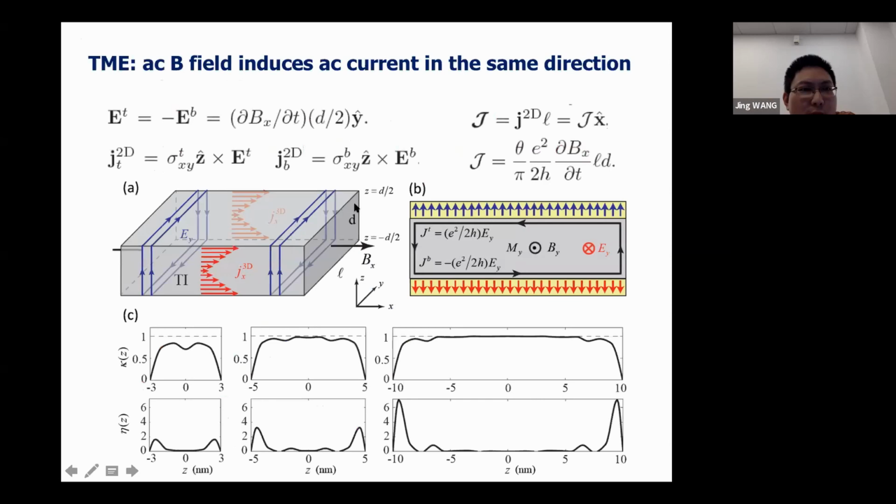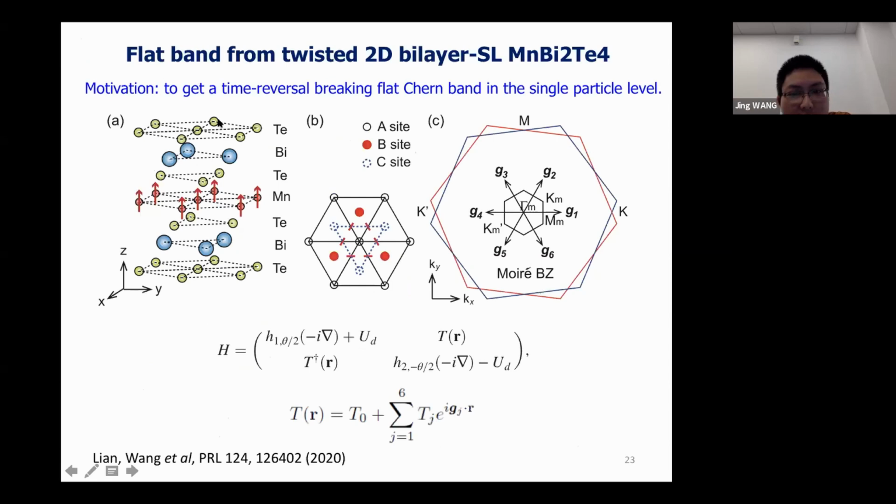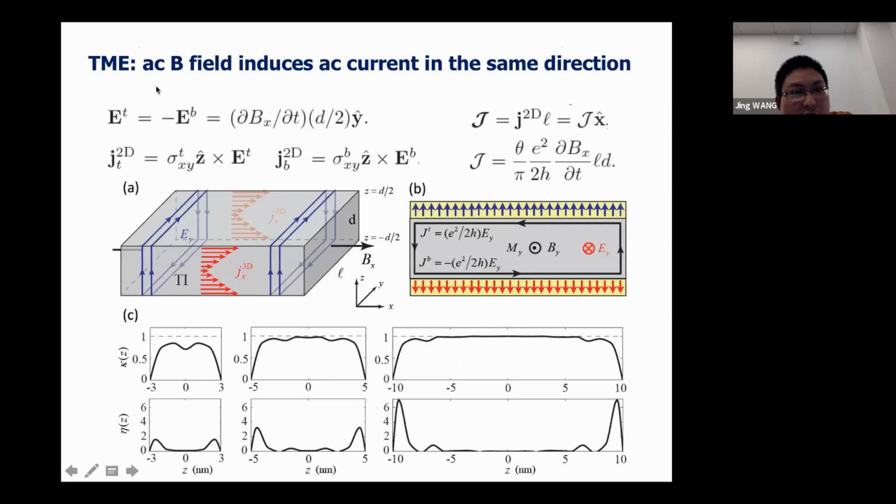But how do we measure the topological magnetoelectric effect in this axion insulating state? Here we propose a very simple proposal where you apply an AC B field. Because the Hall resistance is zero, you only see Hall conductance or resistance equal to zero. But a trivial insulator or Anderson insulator also gives you the same zero Hall resistance. So how do we differentiate between them?